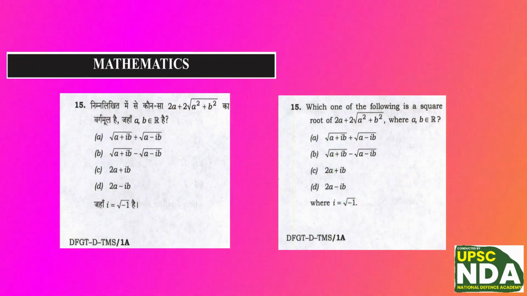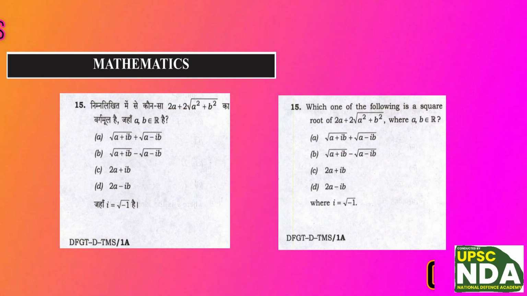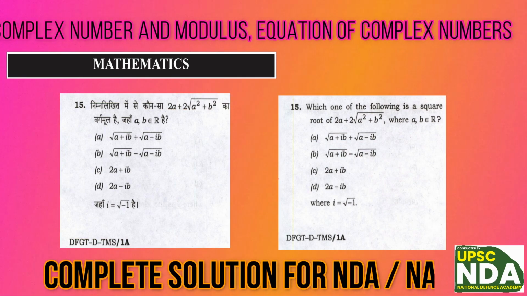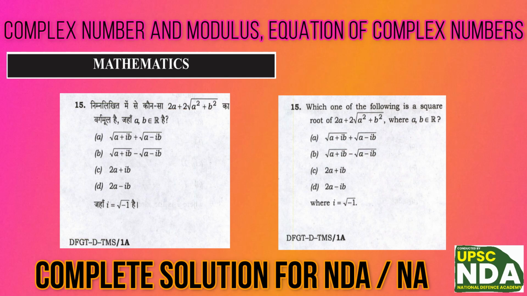Our question is: which one of the following is a square root of 2a plus 2 times the square root of a square plus b square, where a and b are taken from the real numbers? Here, capital R represents the real numbers. So under the square root, a square plus b square, and we have to figure out which one of the options is correct.